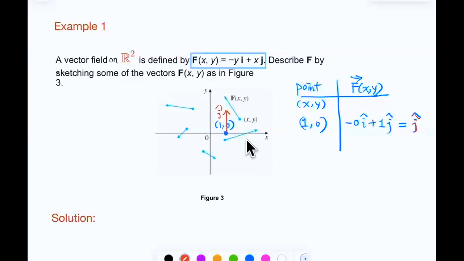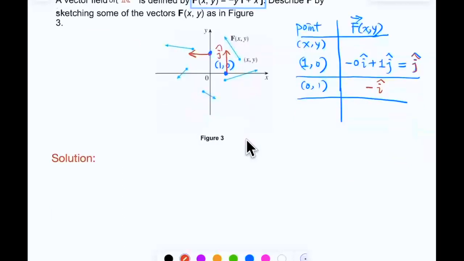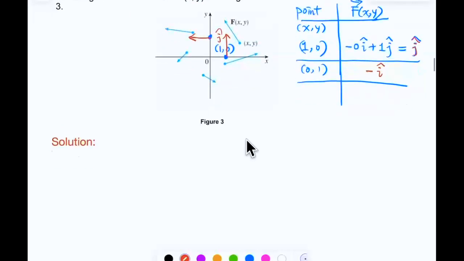I want you guys also to do this one. What will be the output? Negative i. Yes, you got negative i. The output will be negative i. So put it over here, and then it's negative i. So it will be pointing to the left, right? Yeah, you got it. So you have this, right? Now continue this way, so we can make a table.